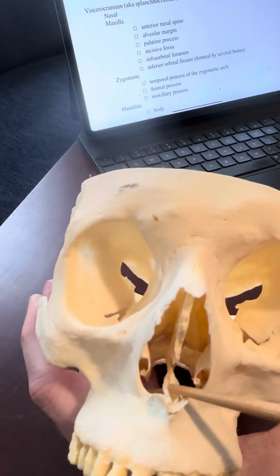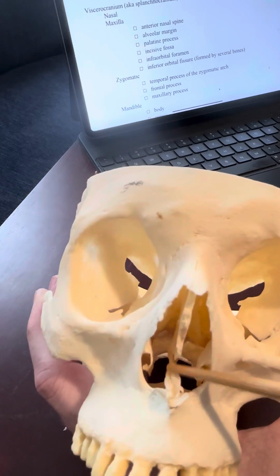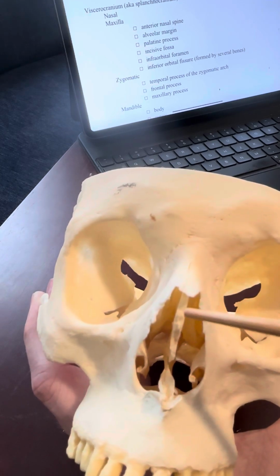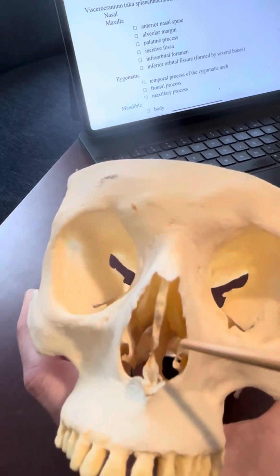Later we'll see this bone down here is called vomer. That's its own bone, vomer. So that's it for the ethmoid. We end with perpendicular plate right there.